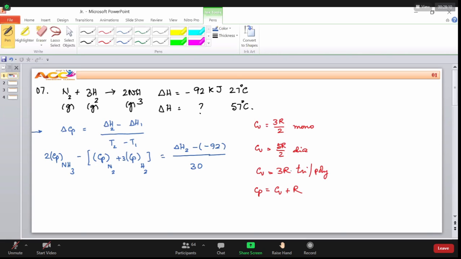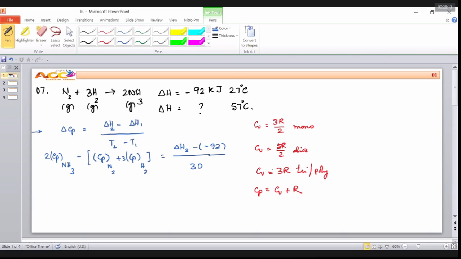What is the answer here in this case? 3R. Right? This is Cv. What is the Cp? 5R. Therefore, 4R. How to write here? 4R into 2. Got it? Minus, come on, nitrogen, diatomic gas, Cv is 5R by 2, plus R, so Cp is 7R by 2. Very good. Plus Cp of hydrogen, diatomic, same thing, 3 into that one, 21R by 2.